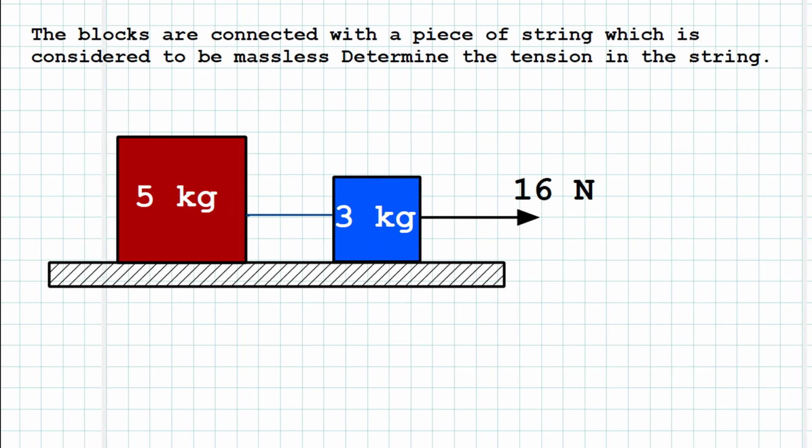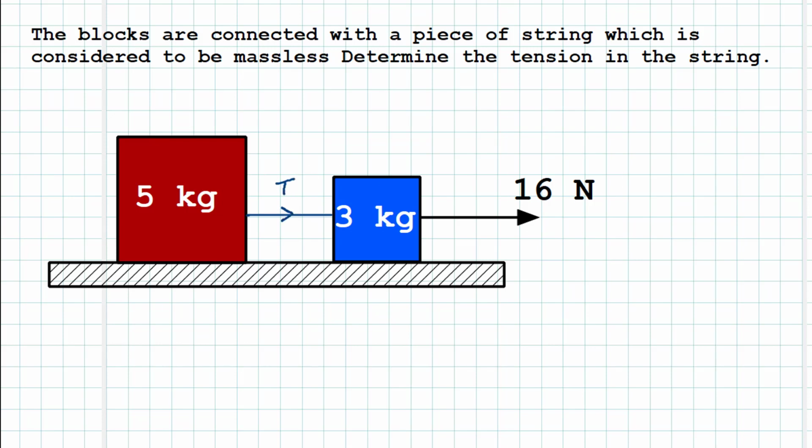A 5 kilogram block is attached to a 3 kilogram block with a very thin piece of string, which in this case is considered to be massless. And that's very important in these problems, and you can find out from another video why we've got to consider the piece of string to be massless. Both are connected by this little piece of string and are pulled along the frictionless table top with a force of 16 newtons. And our job is to find the tension in the string, and we'll call that tension T.